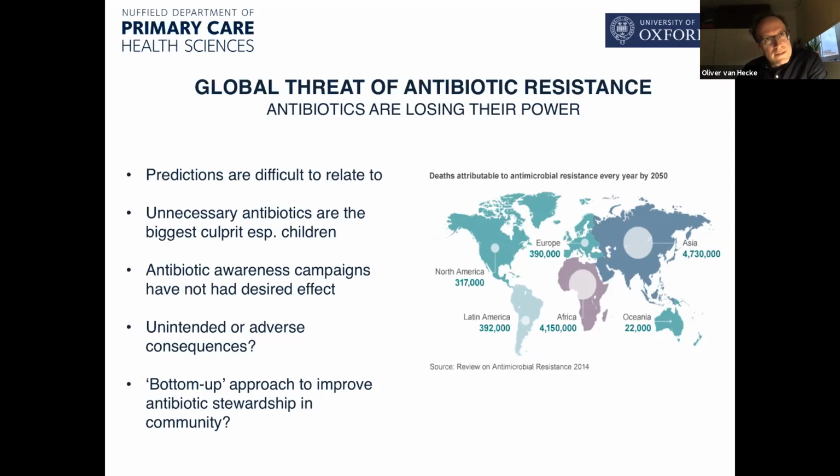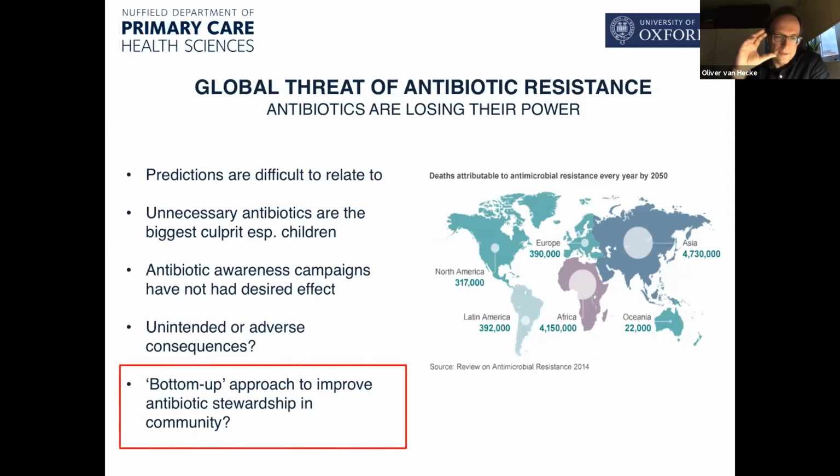But my idea is, instead of pumping a lot of money into these public antibiotic awareness campaigns, which haven't really had the desired effect, we wanted to test whether we can think outside the box and find ways to better engage the public in the discussion about superbugs. So our thinking was whether a bottom-up approach could actually improve future interventions in the community.